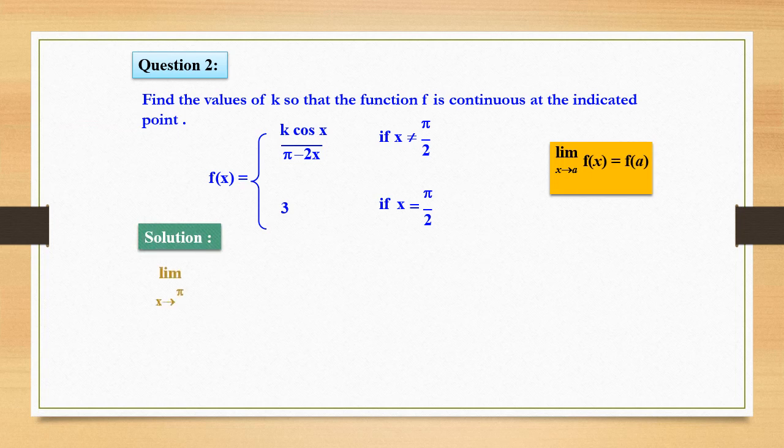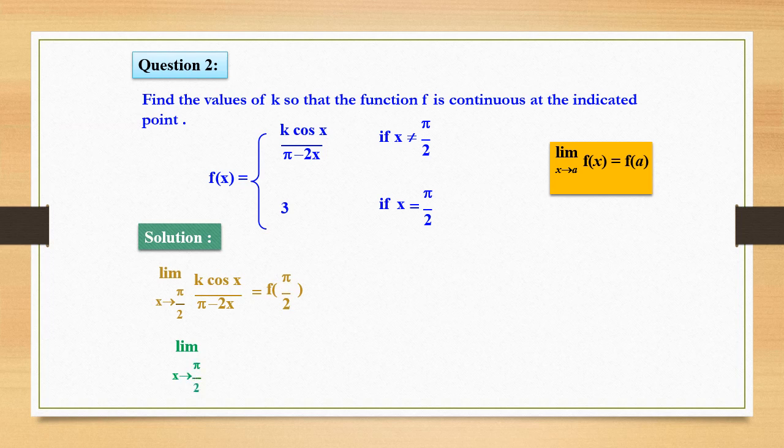Solution. So we are solving this by the first definition of continuity, that is the limit of f of x as x tends to a is equal to f of a. So to simplify this, we first calculate the limit of the function and then calculate f of a, and equate both the values to find the value of k. So limit of k cos x divided by pi minus 2x is equal to f of pi by 2.